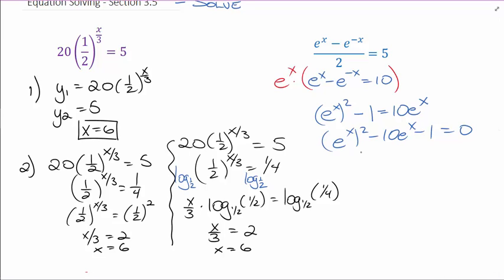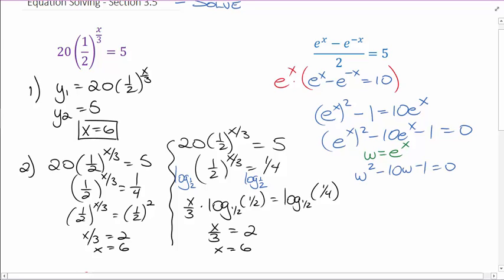This quadratic equation doesn't solve as is, but if we rewrite e to the x as a variable w, or u sometimes is used, we would have w squared minus 10w minus 1. We would now see that quadratic function. If we could factor, that's great. However, we can't, so we're going to have to use the quadratic formula.